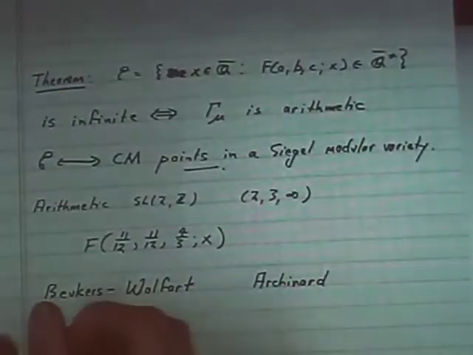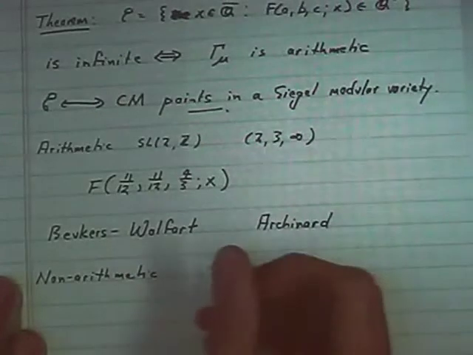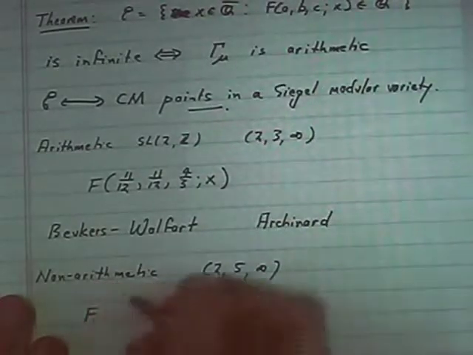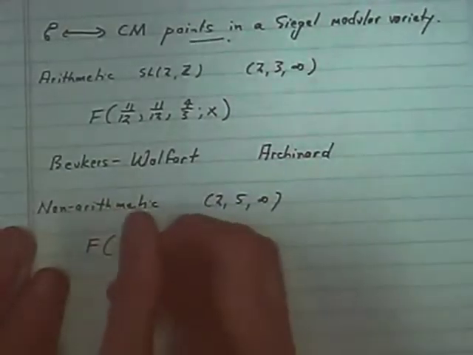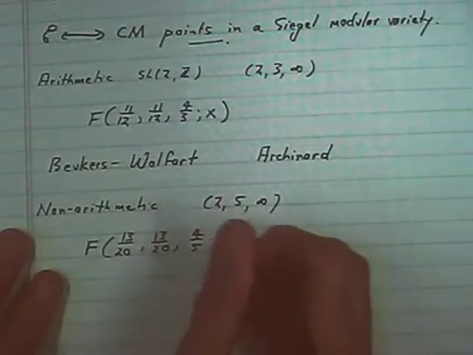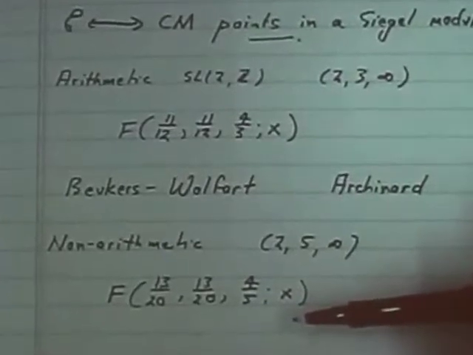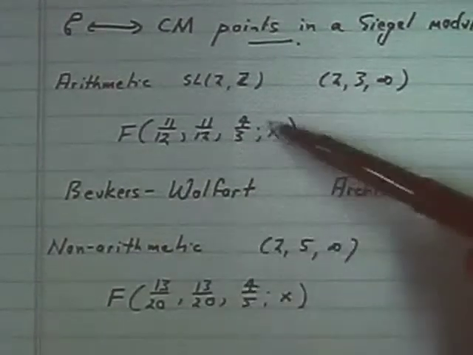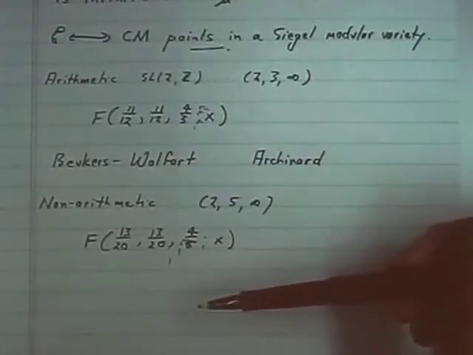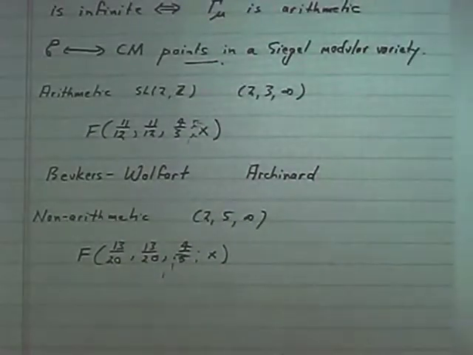On the other hand, if you look at someone non-arithmetic, an example is the hyperbolic triangle group of signature 2, 5, infinity, then the hypergeometric function which comes up is this one. And so the theorem is going to tell you that there are only finitely many algebraic x such that this function takes an algebraic value. So there's no reason a priori to think that the series here behaves differently to the series here. And I actually don't think that Siegel had foreseen this distinction between the arithmetic and non-arithmetic case, and that insight is, of course, due to Wolfart.